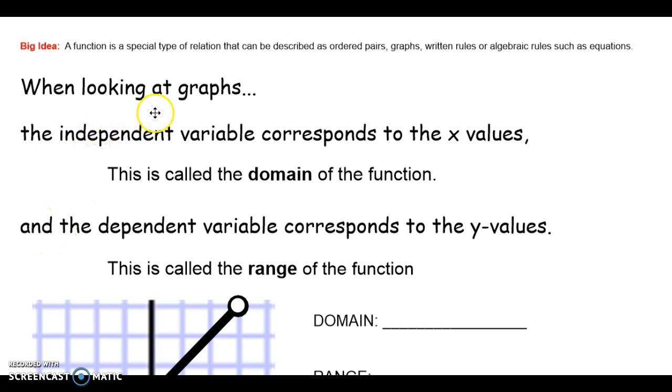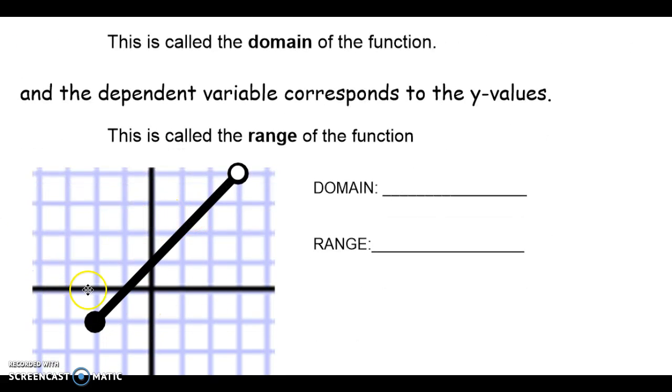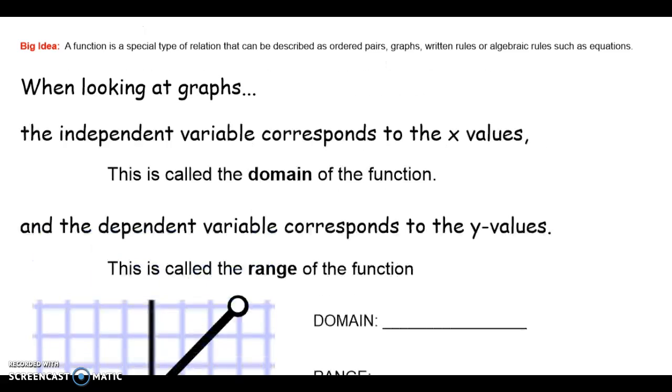So when you're looking at a graph, there's an independent variable and a dependent variable. A graph has a two-axis system, like here, an x and a y. The independent variable corresponds to the x values, and this is called the domain of the function. So let's highlight that. That's important. The domain is the independent variable, is the x. Those are all the same things. And the dependent variable corresponds to the y values, and this is called the range of a function.